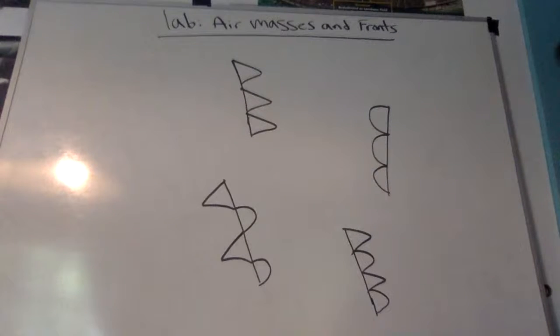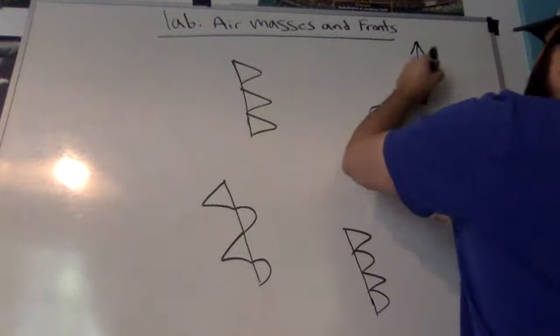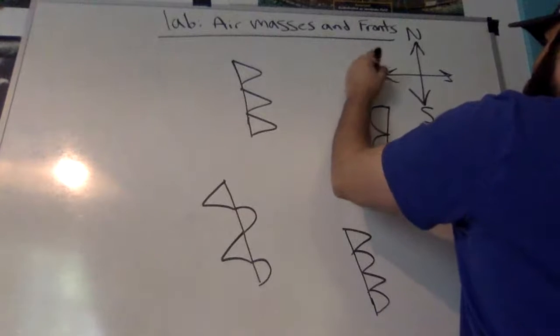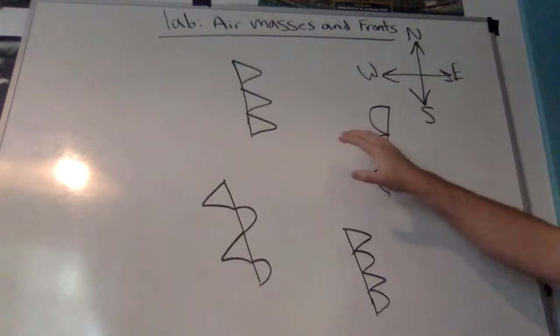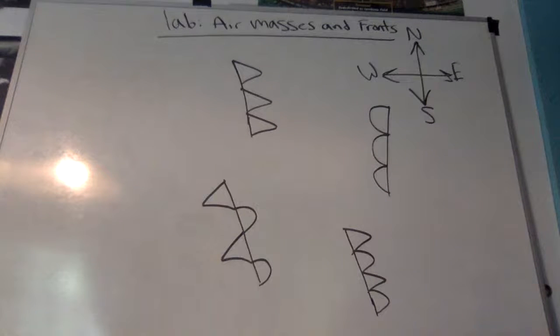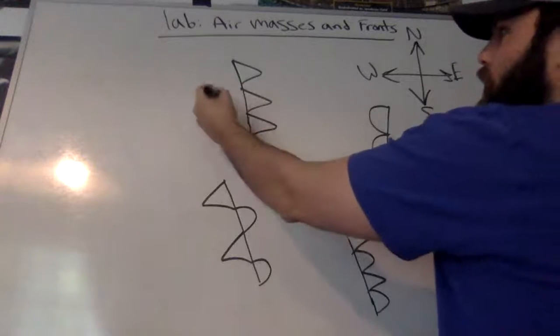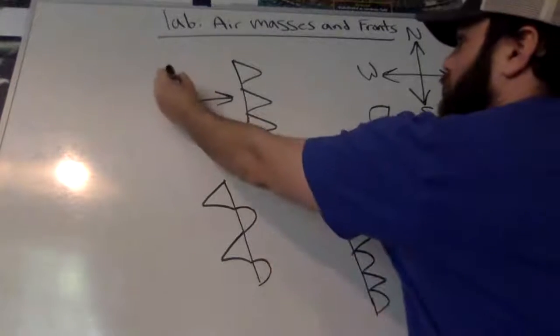Okay, so basically it's asking you, how can you tell which way the front is moving by the direction of the symbols? To make this easier, I'm going to make my little compass up here and just go over it one more time. We've got north, south, west, east. The symbols actually point in the direction that the front is going. So if we're looking at this cold front, the symbols are going this way, so the cold front is moving east.